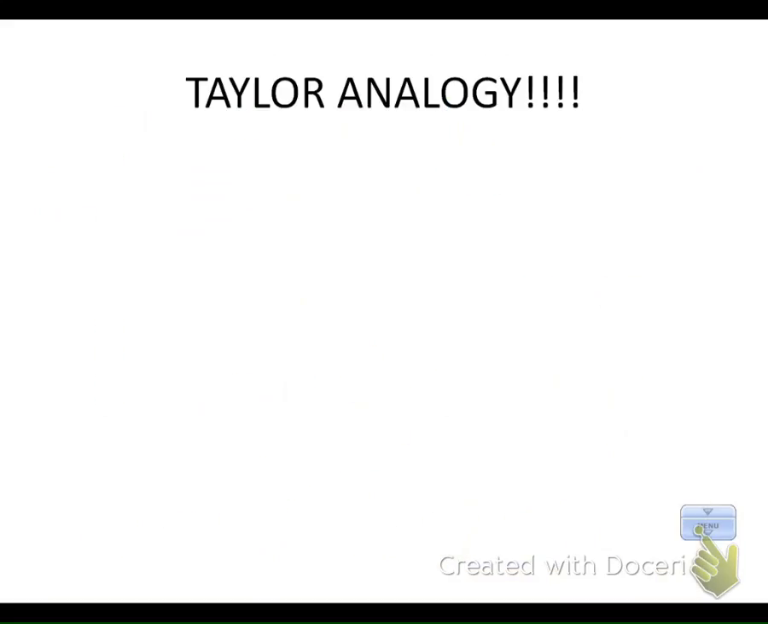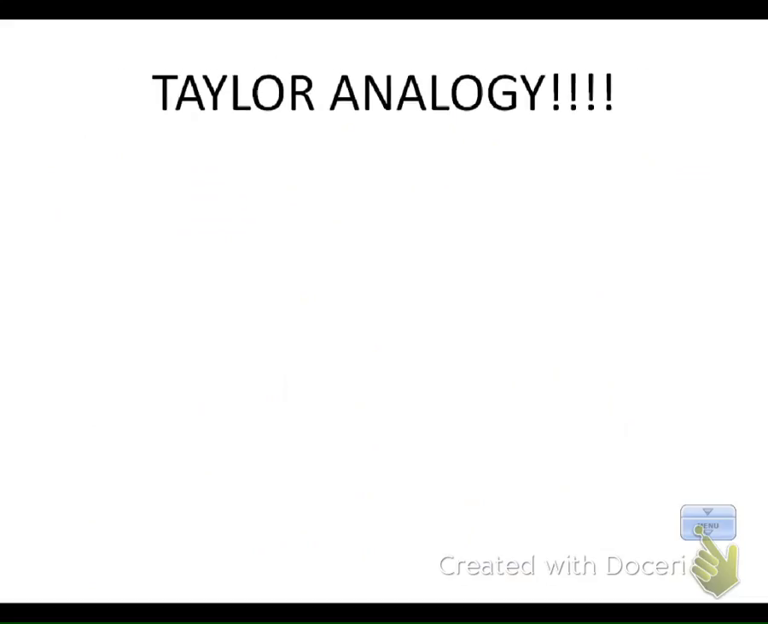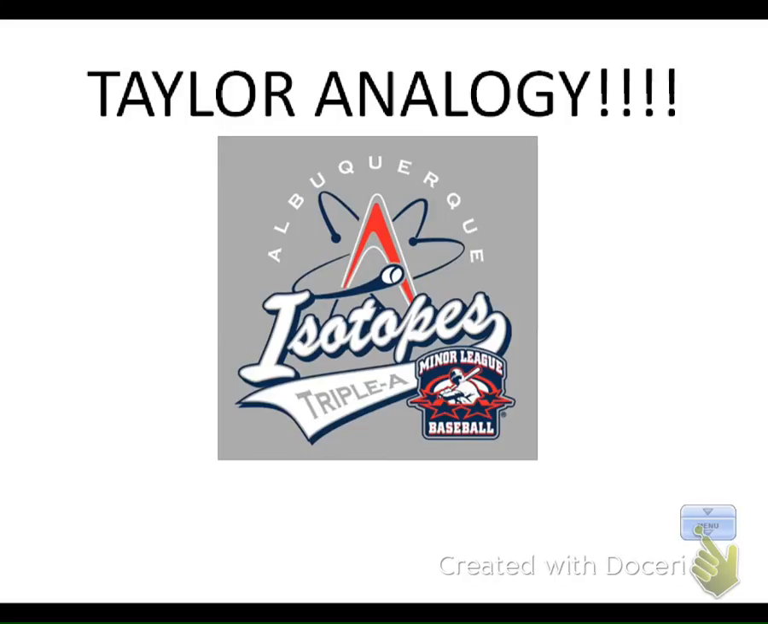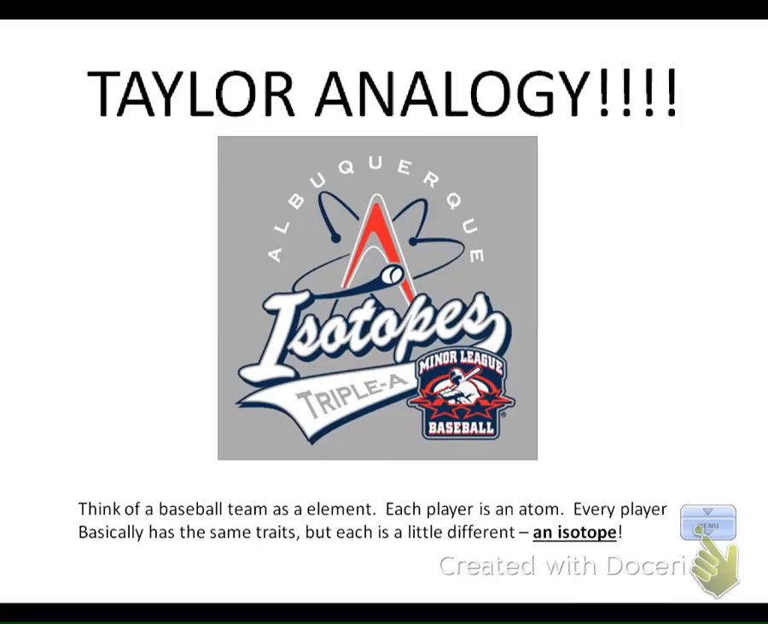And I'm going to leave you with a bit of an analogy. Always beware of the Taylor analogies. I thought of this because the Los Angeles Dodgers have a AAA baseball team in Albuquerque, New Mexico called the Isotopes. And I got to thinking, think of a baseball team as an element. Each player is an atom. Everybody's a little different, but basically the same. They hit, they throw, they catch, they run, but everyone's a little different.